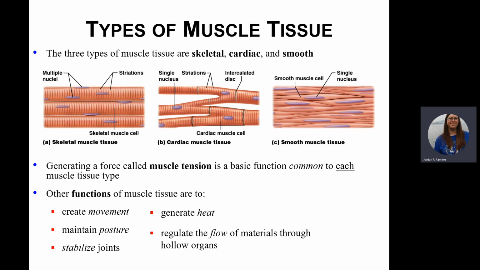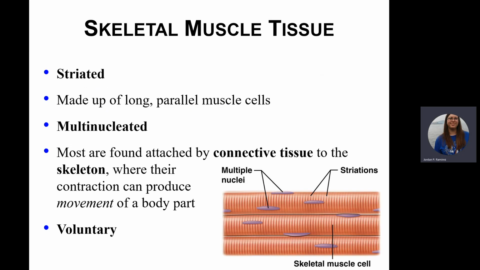Also, another function that is specific to muscle tissue is helping to regulate the flow of materials through hollow organs. With that one, you typically think of smooth muscle tissue. You think of peristalsis. You could, again, make a case for cardiac muscle tissue because it's found in the heart, and it's going to be helping to pump blood to every place in the body. All right. So again, I know we already talked about this, but this should be a good little review for y'all.